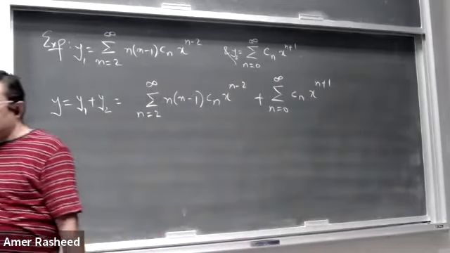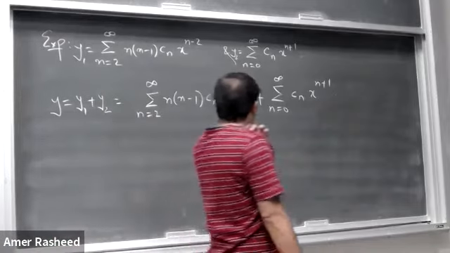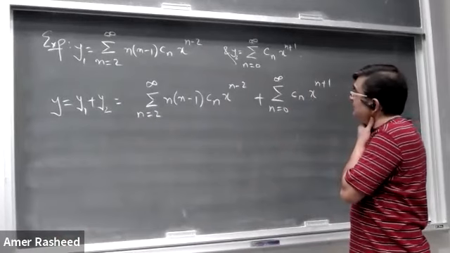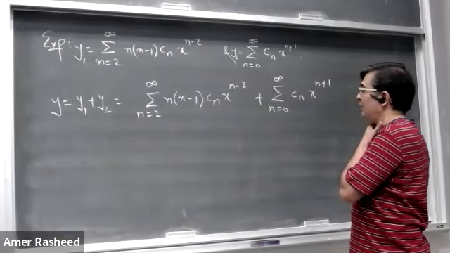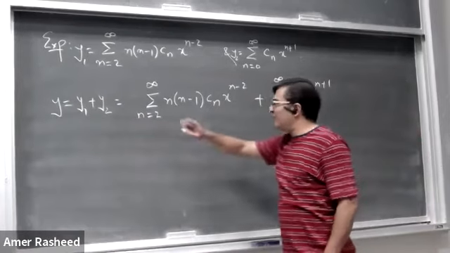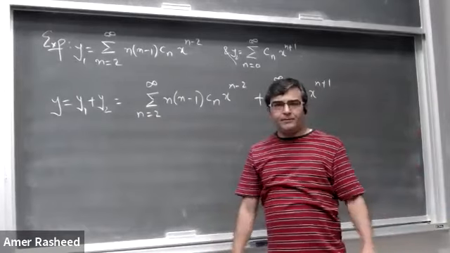Now let's see what we do in this situation. You can see that n starts from 2 in one and from 0 in the other. We cannot take it common.